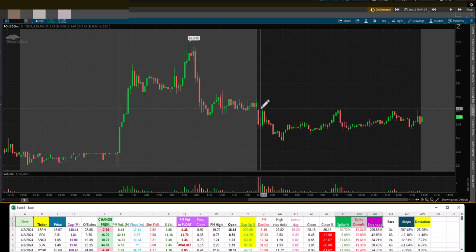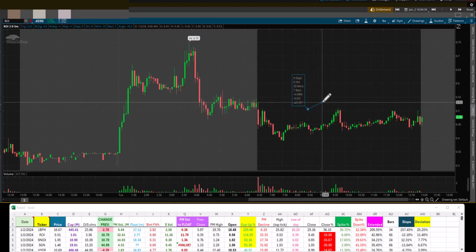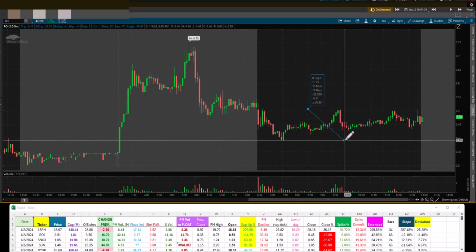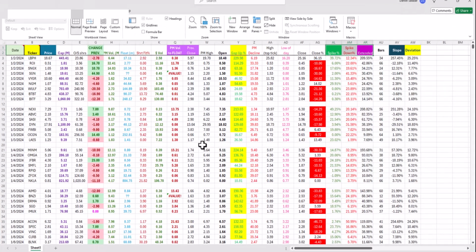So if this is your opening price, you want to know how much it spiked up, how much it spiked down, and where did it close. And that's pretty much it. You can do that over and over.